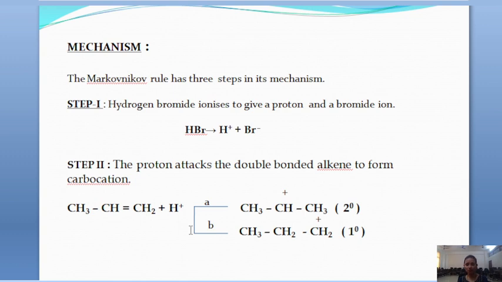So from this attack of the proton on the alkene, we got 2 products, both carbocations, but one is secondary and one is primary. Now we have to apply Markovnikov's rule, because according to it, the positive part will attack the double bonded carbon which has the highest number of hydrogen, right? In step 2, if the hydrogen attacks the double bonded carbon which has the highest number of hydrogen, the product formed is the secondary carbocation. So we can clearly say that for Markovnikov's rule, the secondary carbocation will go on to step 3.